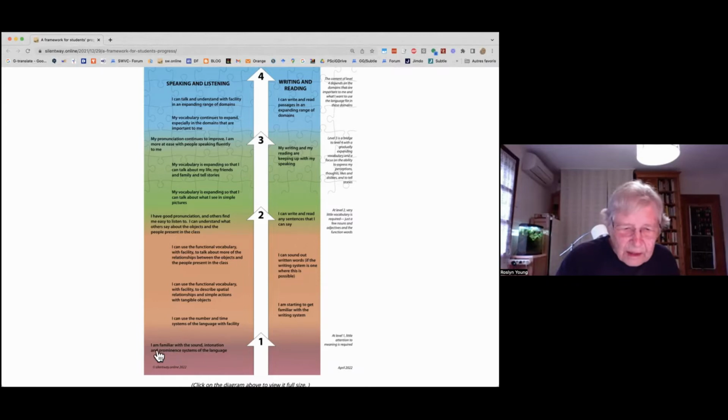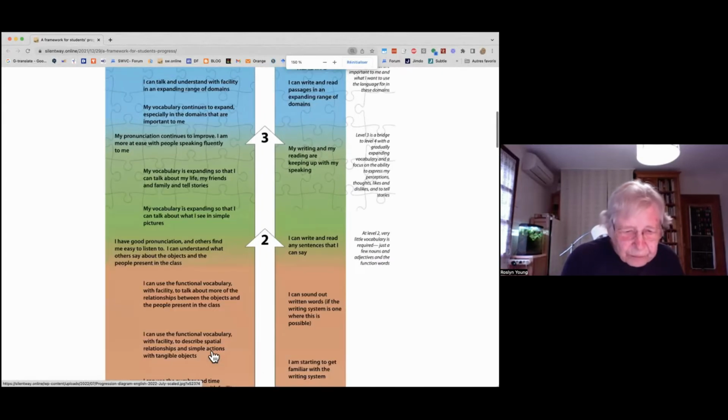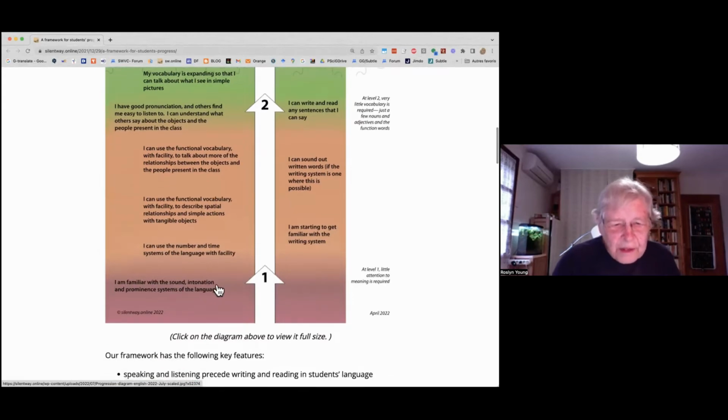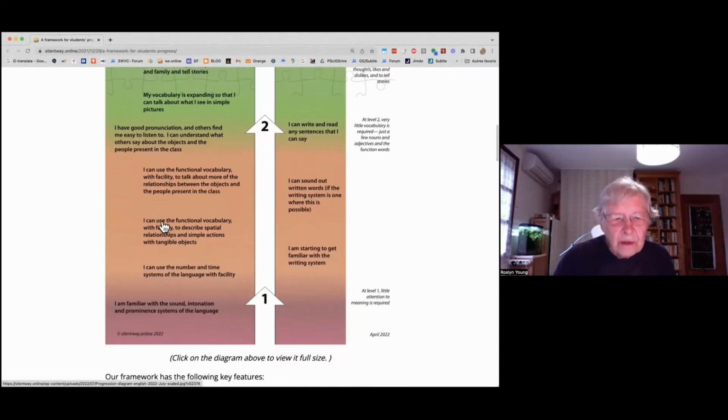And so we start down here with, I'll make this bigger so that you can see, I'm familiar with the sound, intonation, and prominence system of the language, whatever the language is. And then we learn numbers and time. Then we learn the functional vocabulary to describe spatial relationships and simple actions with tangible objects. You can see that the emphasis is put immediately on the spoken language.